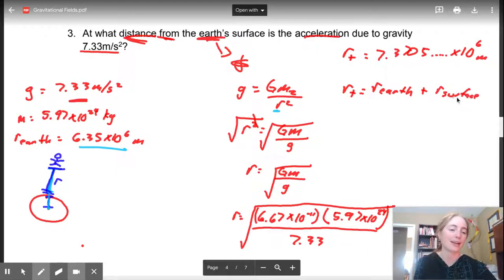This radius from the surface, that's what we want. So we are going to have to take our radius total and subtract the radius of Earth. So the radius from the surface, which is what we want, from here to here, that is going to be our radius total. So what we calculated here, use all digits, please. No rounding yet.